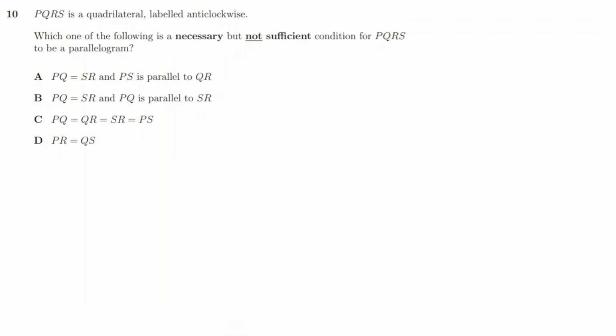Number 10, so we've got a quadrilateral labeled anti-clockwise PQRS. Which of the following is necessary but not sufficient? So let's just go through them one by one. So PQ equal to SR, so that side equal to that side. Well, I know that's necessary for a parallelogram.